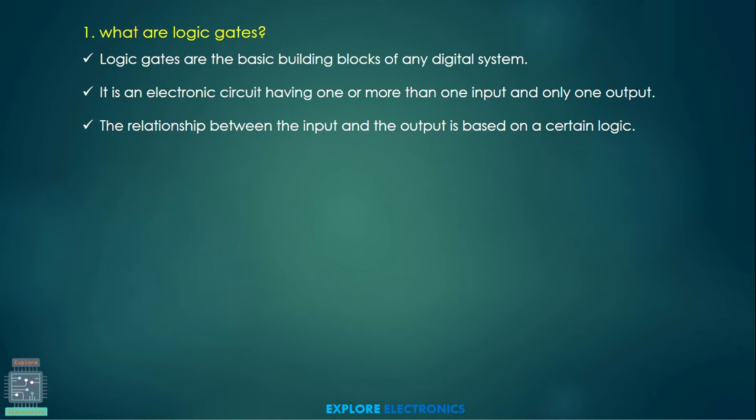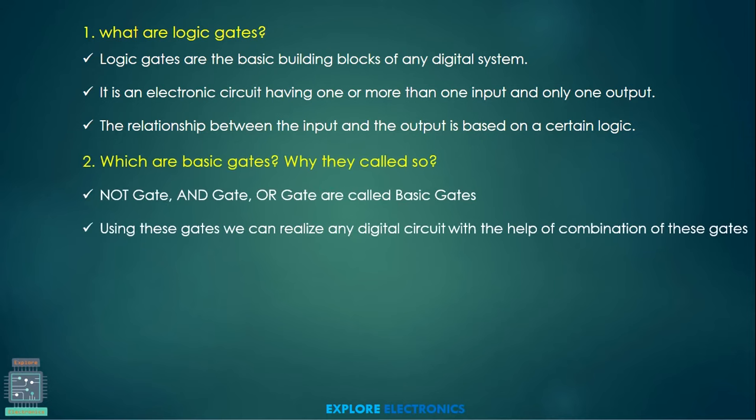We may have multiple inputs also, and it is going to give the relationship between the input and output, which is the function the logic gate is going to perform. We can write the logical expression for a logic gate, so that will be representing the function which that gate is going to perform. The next question is, which are basic gates and why are they called so?